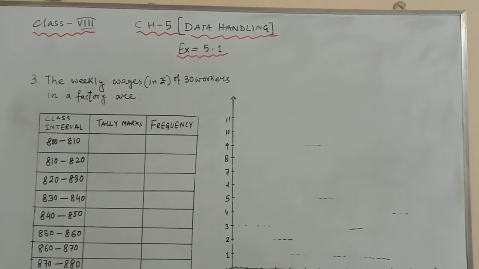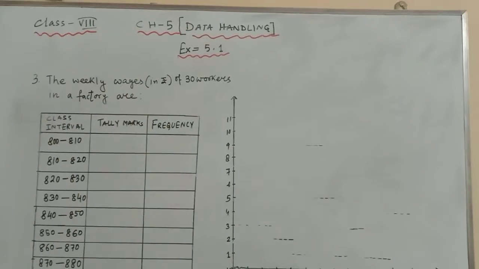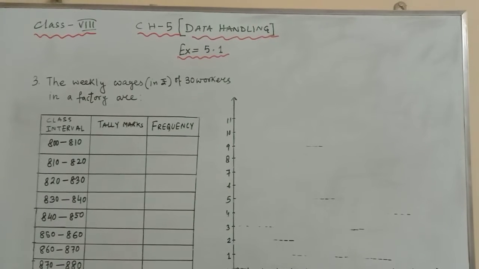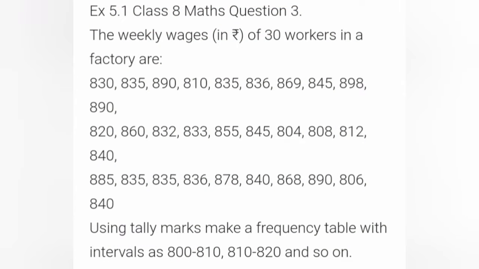Today we will do question number 3 from exercise 5.1, chapter 5, data handling. Here, question number 3: weekly wages in rupees of 30 workers in a factory are 830, 835, 890, 810, 835, 836, 869, 845, 898, etc. You have to find this value and you have to find the distribution table.